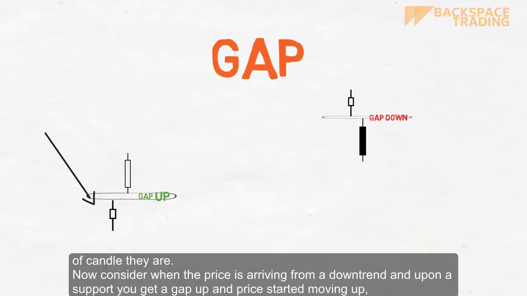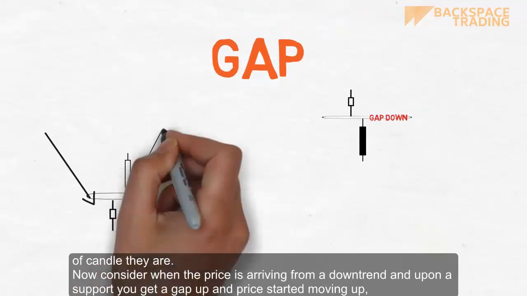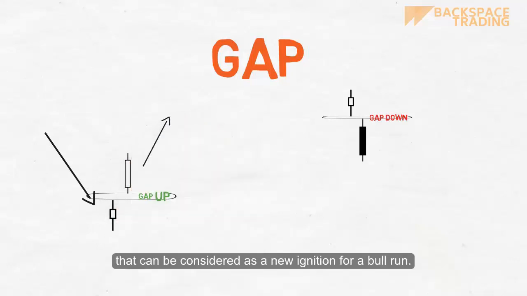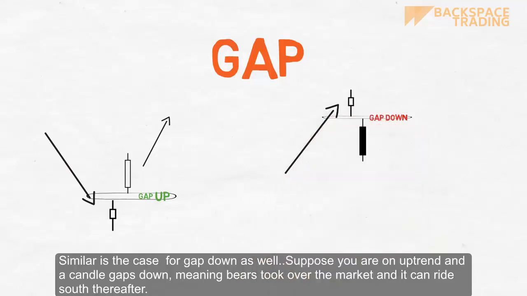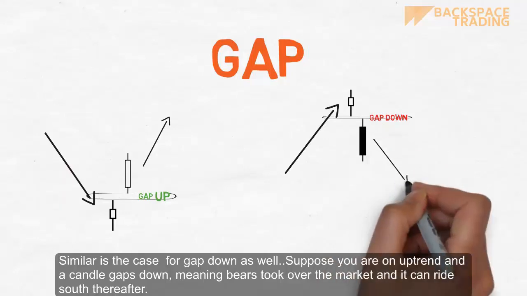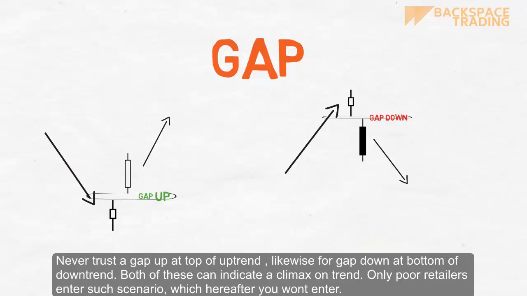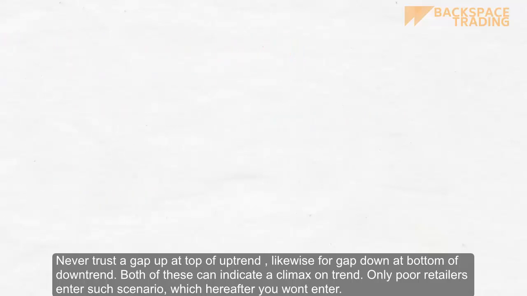Now consider when price is arriving from a downtrend and upon a support you get a gap up and price started moving up. That can be considered as a new ignition for a bull run. Similar is the case for gap down also. Suppose you are in an uptrend and a candle gaps down, meaning bears took over the market and it can ride south thereafter. Never trust a gap up at the top of an uptrend. Likewise for a gap down at the bottom of a downtrend. Both of these can indicate a climax on trend. Only poor retailers enter such scenarios, which hereafter you won't enter.